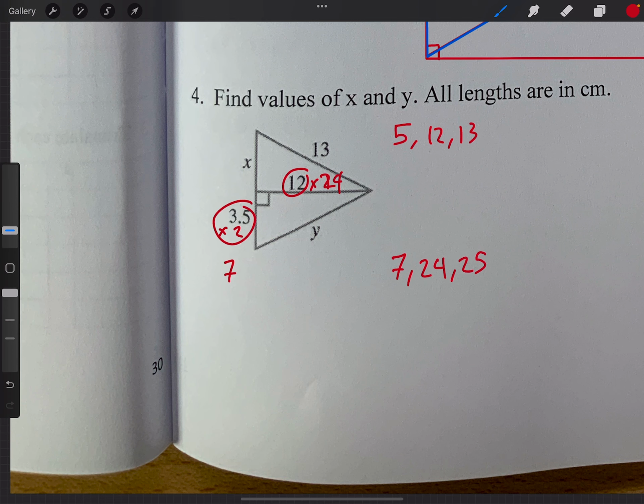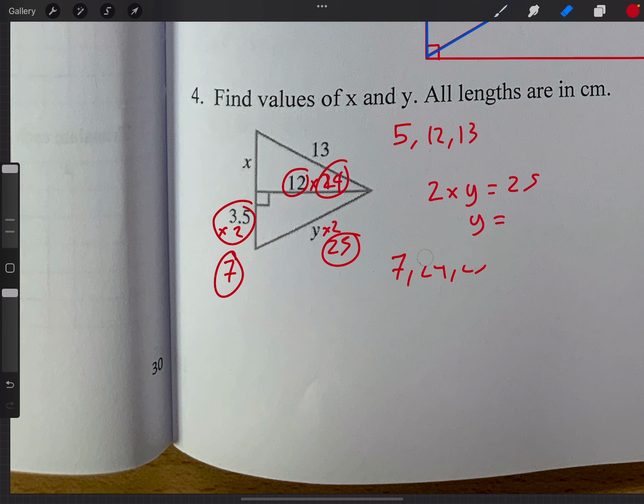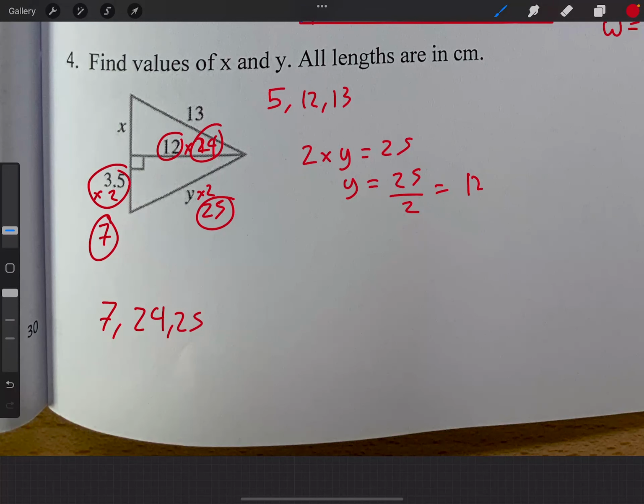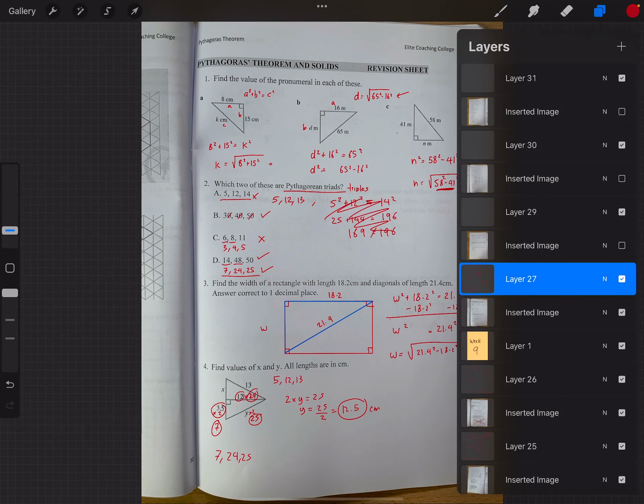So if that's 24, then this must be 25. So if we multiply y by 2, we should get 25, because everything else is multiplied by 2. So if y multiplied by 2, we should get 7, 24, 25, right angle triangle. Now if 2 times y is equal to 25, therefore y is equal to half of that. Let me just rewrite that over here. So therefore y is equal to 25 divided by 2, which is 12.5 centimeters. Done. Next page.